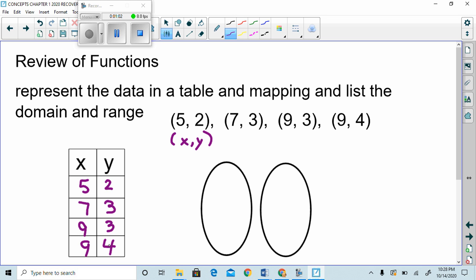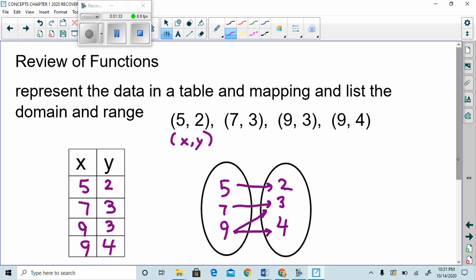Now let's take that and put that into mapping. You only need to write each one once. You only need, as I said, to write each value once, and then in the second you put the range values, and then you'll map them by showing a correspondence. 5 goes to 2, 7 goes to 3, 9 goes to 3, and 9 goes to 4.